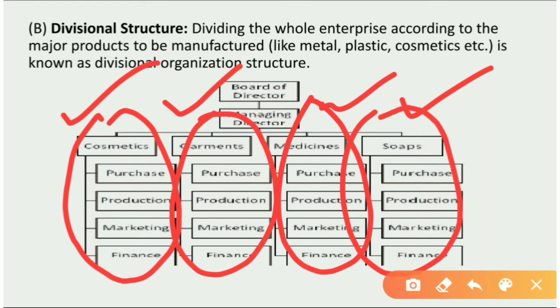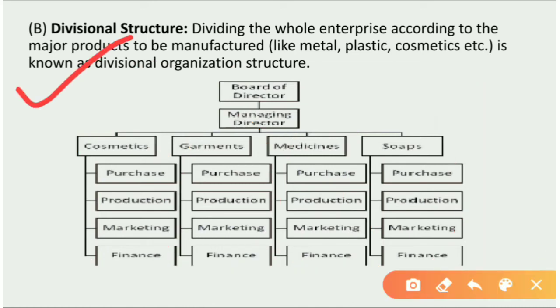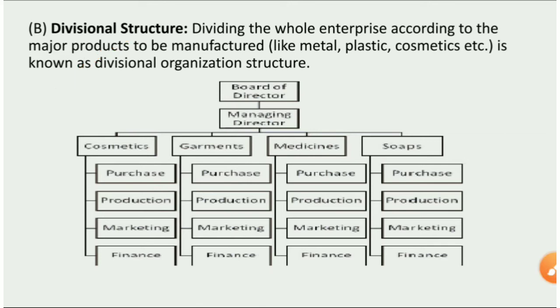Understood? So generally this divisional structure is followed by which type of company? The company or business house which makes products of more than one variety can follow this structure. Under each branch they can form separate departments: purchase department, production department, marketing, finance, sales, many departments. So you understood the meaning of organizational structure and the types of organizational structure.